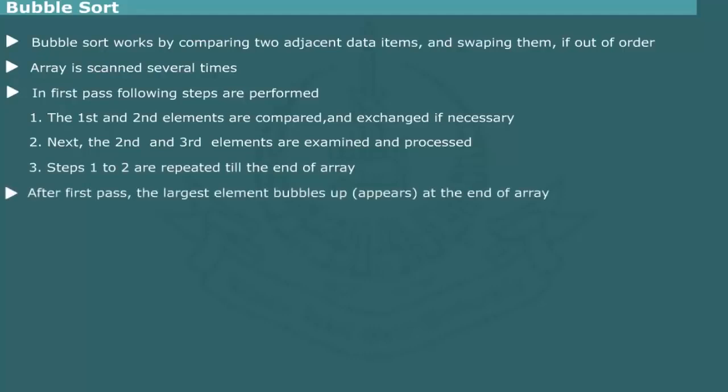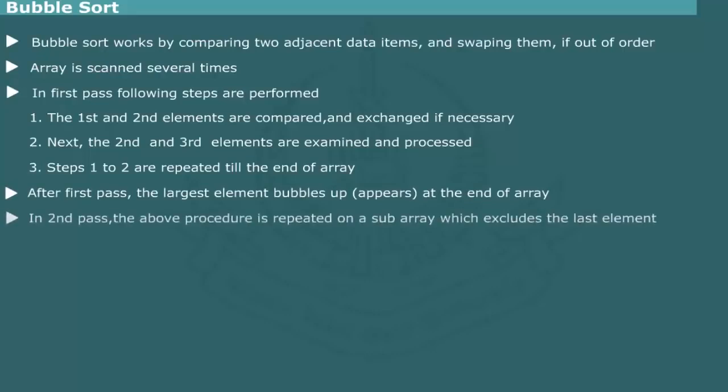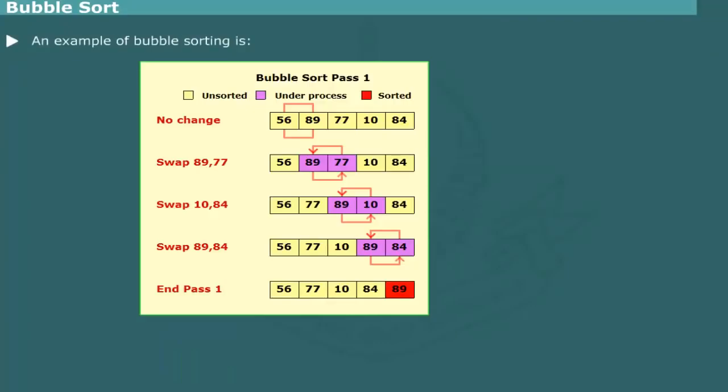As a result of the first pass, the largest element bubbles up at the end of the array. In the second pass, the subarray, excluding the last element, is processed. The passes are performed until the subarray is reduced to a single element. An example of bubble sorting is shown.